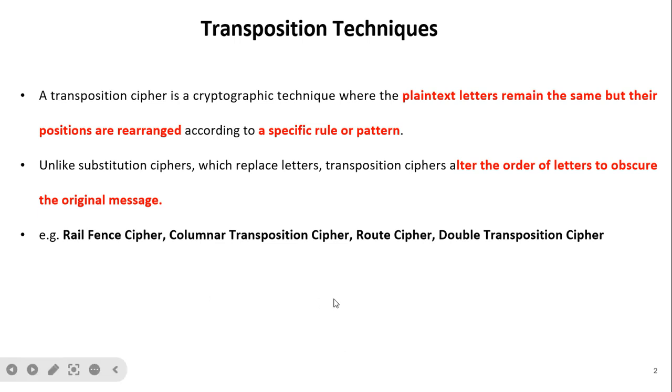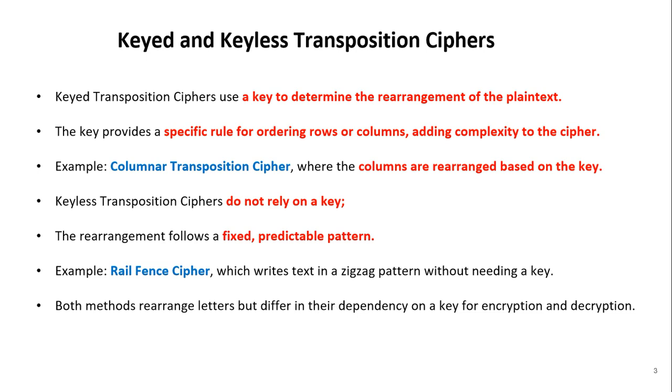Now in transposition cipher there are two techniques: one is keyed and the other is keyless transposition cipher. A keyed transposition cipher, as its name indicates, uses a key to determine the rearrangement of the plain text. The key provides a specific rule for ordering rows or columns, adding complexity to the cipher. An example is the columnar transposition cipher, where columns are arranged based on a key.